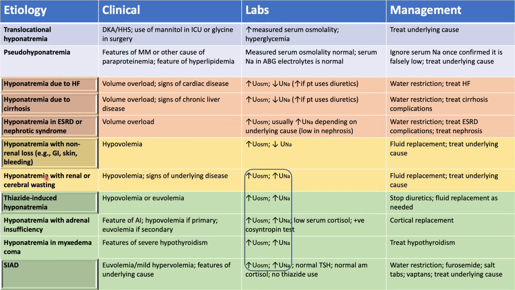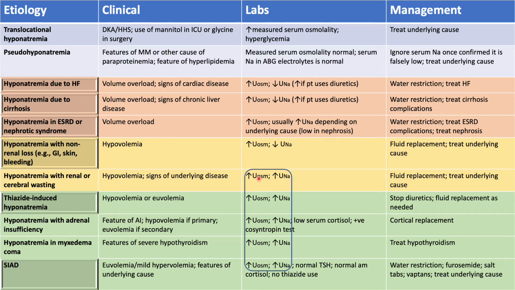This is a much less common cause of hypovolemic hyponatremia, which is cerebral salt wasting or renal salt wasting. Renal salt wasting is more common than cerebral salt wasting, which is really rare. A patient might be hypovolemic because of loss of sodium and water from the kidneys. Signs of the underlying disease. They might be sick in case of cerebral salt wasting.